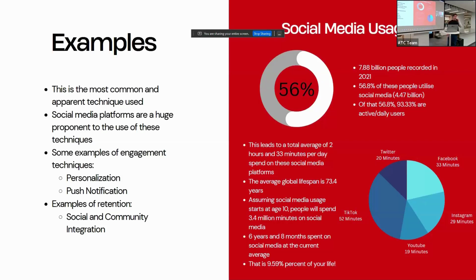And now if we do a little bit of math, we can get that the average global lifespan is around 73.4 years. And if we were to assume that social media usage starts at the age of 10, which unfortunately is not too scary to think anymore, then people will spend roughly 3.4 million minutes on social media in their life. In years, that is 6 years and 8 months. And a scary statistic is that that is 9.59% of your life spent on social media platforms.